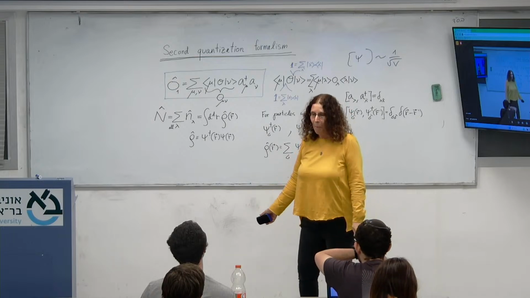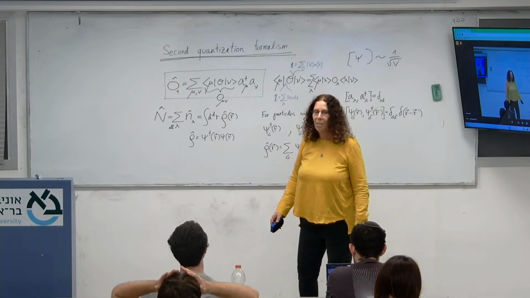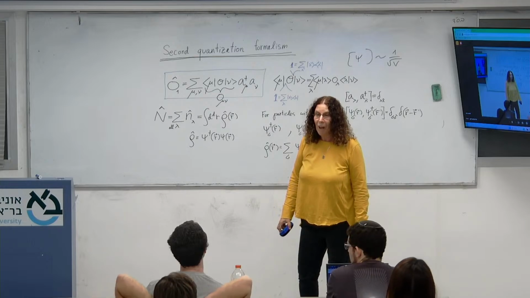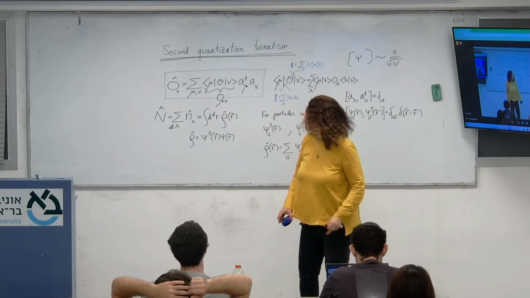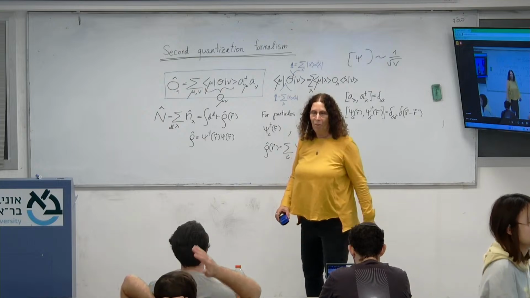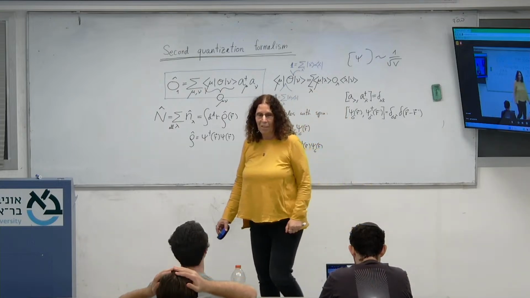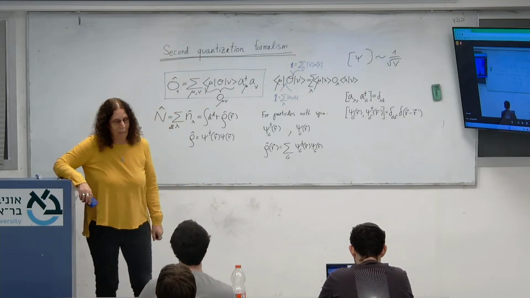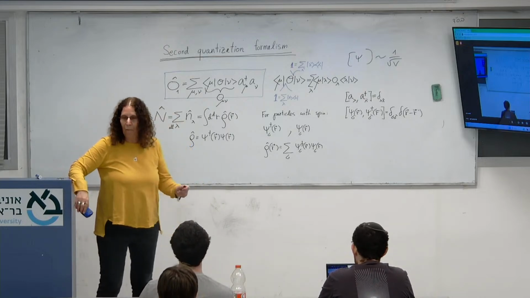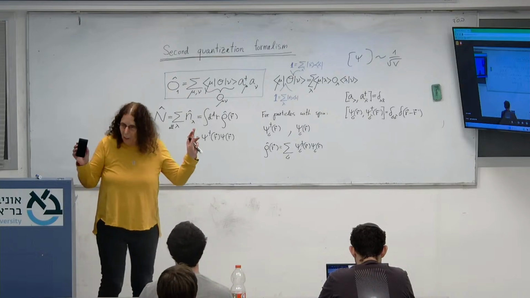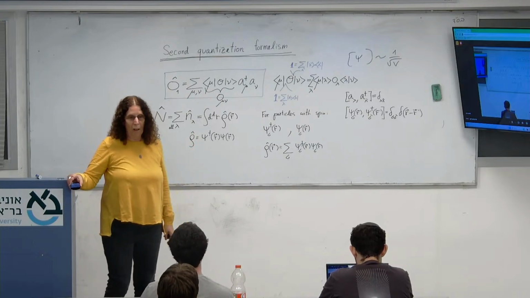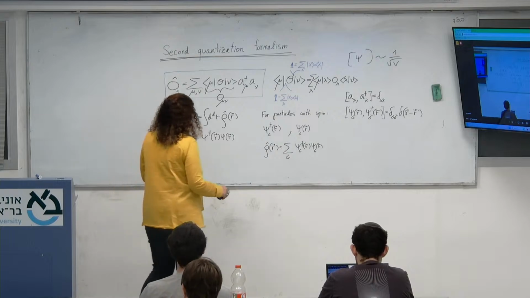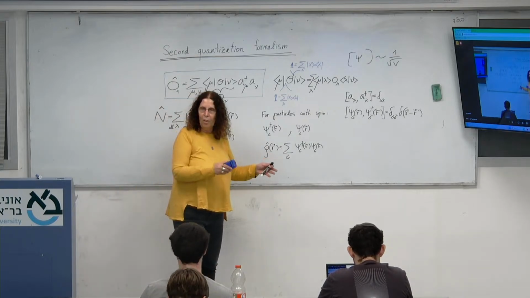It's going to be some combination of A and A daggers. How many operators do I need? Four. Right? A dagger A is different. Exactly. So this is already a guess. It will have a sum over 4 indices in general, and it will include 2 annihilation and 2 creation operators.